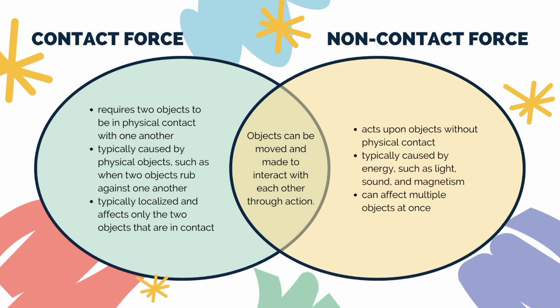And the second is non-contact force. Non-contact force, on the other hand, is a force that can affect an object without any physical contact. This force acts at a distance, meaning it can influence an object even if there is no direct touching. Examples of non-contact force include gravity, which pulls objects towards the center of the earth without physical contact; magnetic force, where magnets can attract or repel other magnets from a distance; and the last is electric force, such as the attraction or repulsion between charged particles without direct contact.